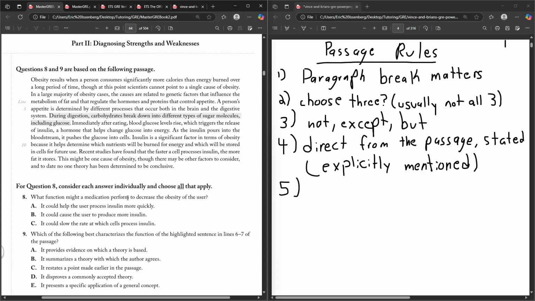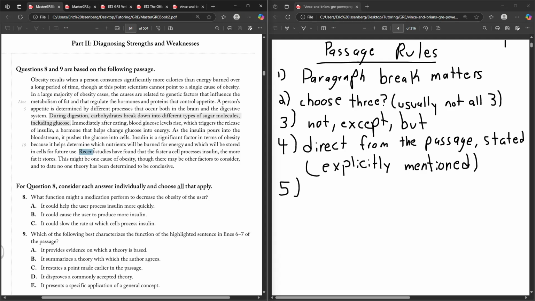During digestion, carbohydrates break down into different types of sugar molecules, including glucose. Immediately after eating, blood glucose levels rise, which triggers the release of insulin. So sugar rises in the blood, triggers the release of insulin, a hormone that helps change glucose into energy. So it turns sugar into energy. As the insulin pours into the bloodstream, it pushes the glucose into cells. Insulin is a significant factor in terms of obesity because it helps determine which nutrients will be burned and what will be stored in cells for future use. Recent studies have found that the faster a cell processes insulin, the more fat it stores. Okay, this might be one cause of obesity, though there are many factors to consider. And to date, no theory is determined to be conclusive.